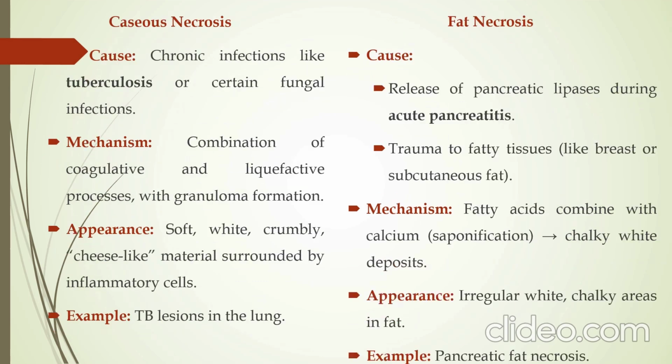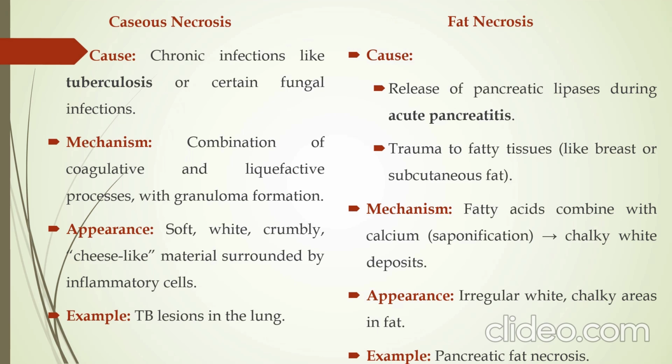Caseous necrosis is a hallmark of tuberculosis and some fungal infections. It combines features of coagulative and liquefactive necrosis. The dead tissue appears as soft, crumbly, cheese-like material. Microscopically, it shows amorphous granular debris surrounded by granulomatous inflammation. Examples: TB lesions in the lungs, caseating granulomas and fungal infections.